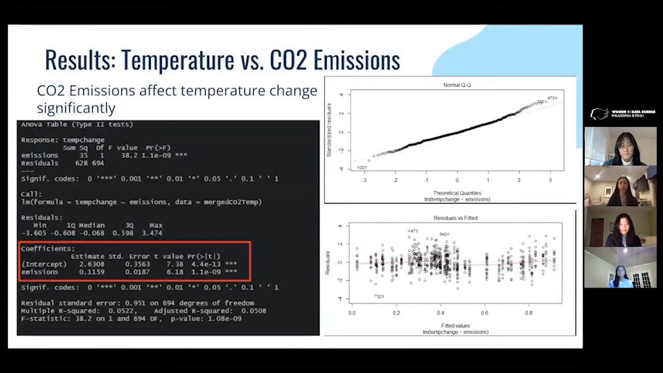Next, we performed a regression using the ANOVA function on temperature change and carbon dioxide emissions, where we found that emissions positively affected the increase in temperature among the years. The graphs on the right show that our regression has normality, homoscedasticity, and linearity, except for some irregularities like the QQ plot tail. Finally, the significance codes at the bottom show how the relationship between CO2 emissions and temperature change is in fact significant at the 0.001 level.